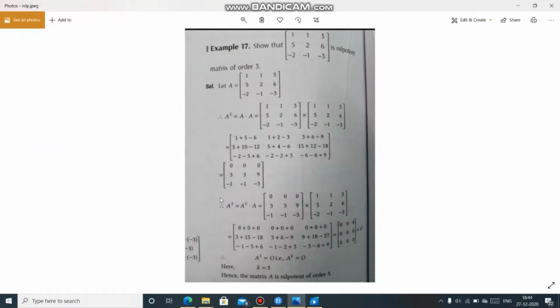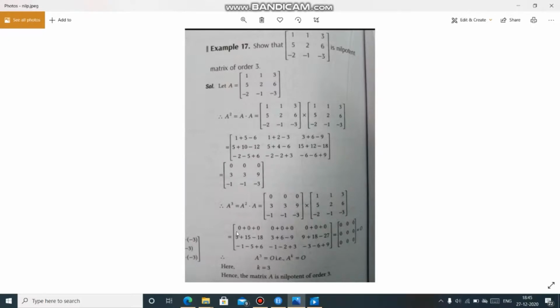So we get A square value: 0, 0, 0, 3, 3, 9, minus 1, minus 1, minus 3. Now we have to find the A cube value, that is equal to A square into A. Already we found A square, so A square into A is equal to 0, 0, 0, 3, 3, 9, minus 1, minus 1, minus 3, into the A matrix: 1, 1, 3, 5, 2, 6 and minus 2, minus 1, minus 3. Now we have to multiply these two matrices.